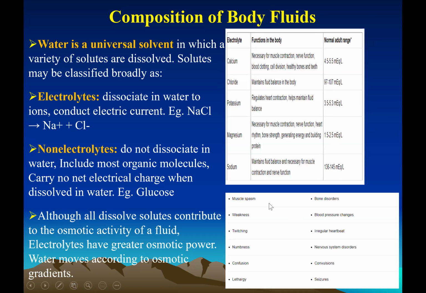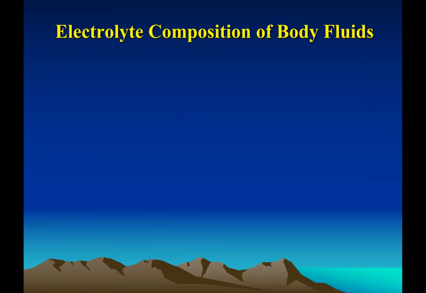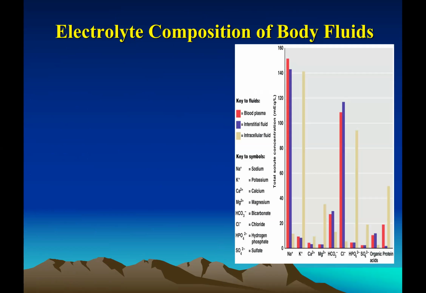And here this picture is talking about some of the common disorders of electrolyte imbalance in the body: muscle spasm, weakness, twitching, headaches. You can't think clearly when you're dehydrated. So irregular heartbeat. These are all serious symptoms of imbalance in the body. This picture is talking about the electrolyte composition in blood, interstitial fluid or ECF, and intracellular fluid.